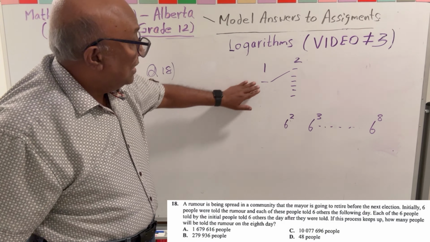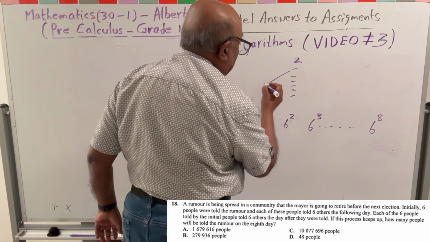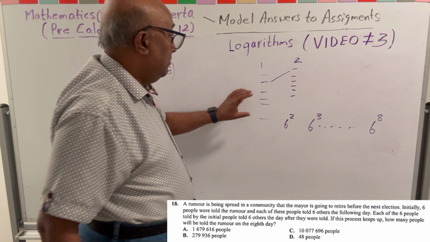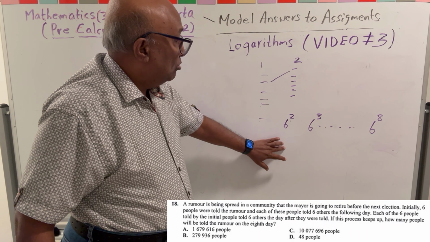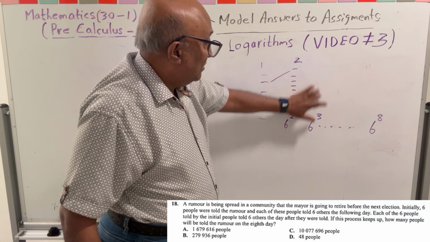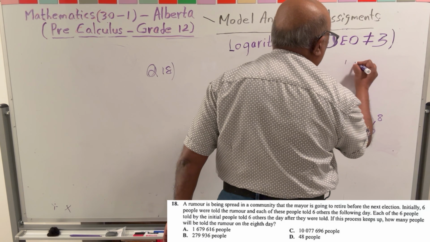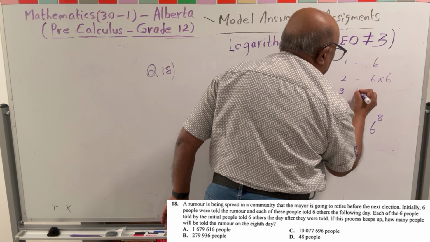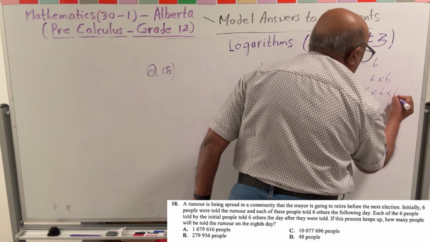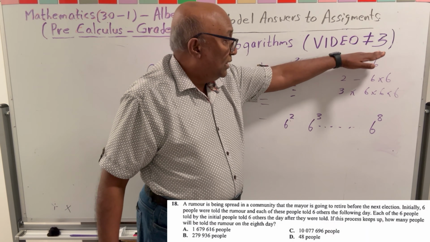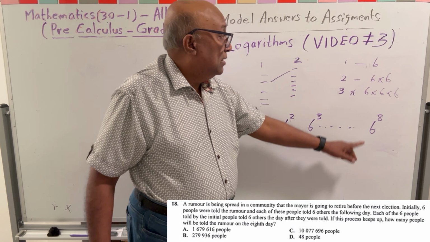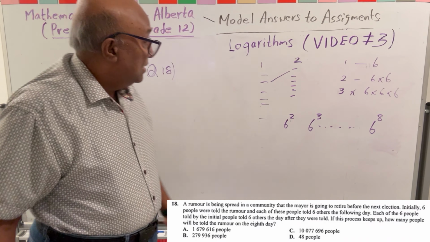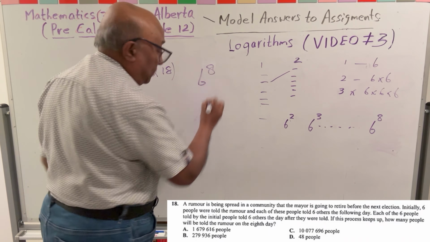Okay, this is correct. Initially 6 people, 1, 2, 3, 4, 5, 6. On the second day, that will become 6 times 6, 6 to the power 2. This is 6 times 6 times 6. We can understand it in this way. First day 6, second day 6 times 6, third day 6 times 6 times 6, like this. If you follow this sequence, that is going to be 6 to the power of 8 after the end of the 8th day. Answer is 6 to the power of 8.